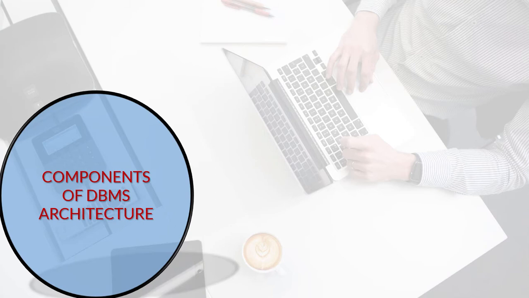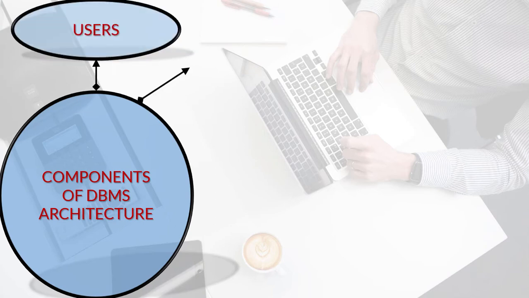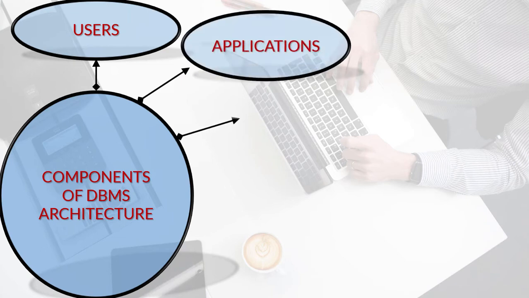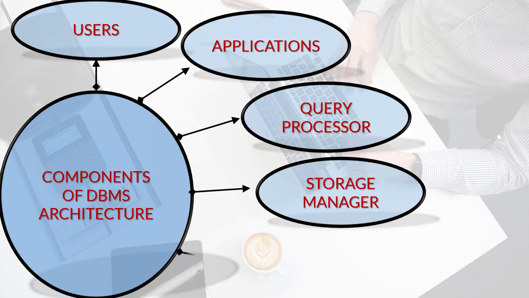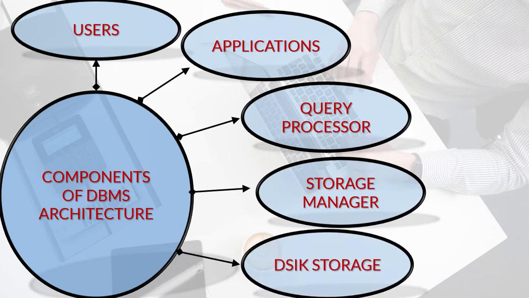So the components of DBMS architecture are: first one, users; second one, applications; third one, query processor; fourth one, storage manager; and the last one is disk storage. So these are the 5 components of DBMS architecture and they are having relationship between them.